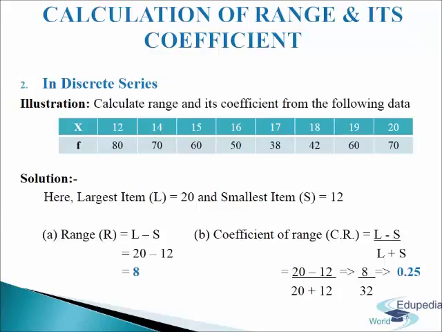First we will calculate range, that is R is equal to L minus S. 12 will be deducted from 20, we will get 8 as a range. Next we will calculate coefficient of range, that is CR is equal to (L minus S) divided by (L plus S). After putting in the values we will calculate it and we will get 0.25 as coefficient of range.